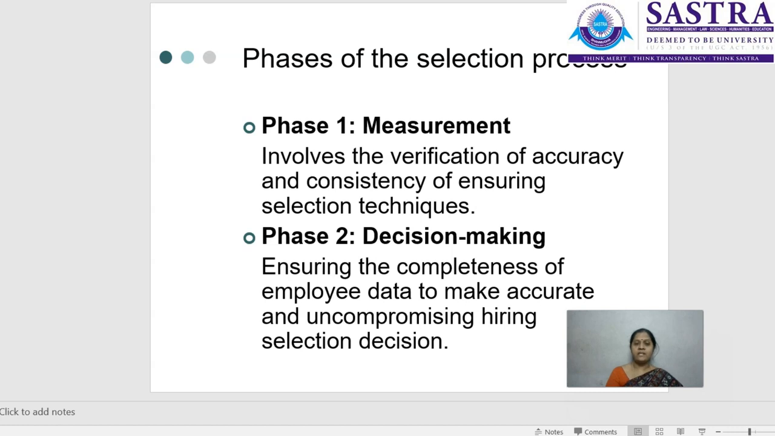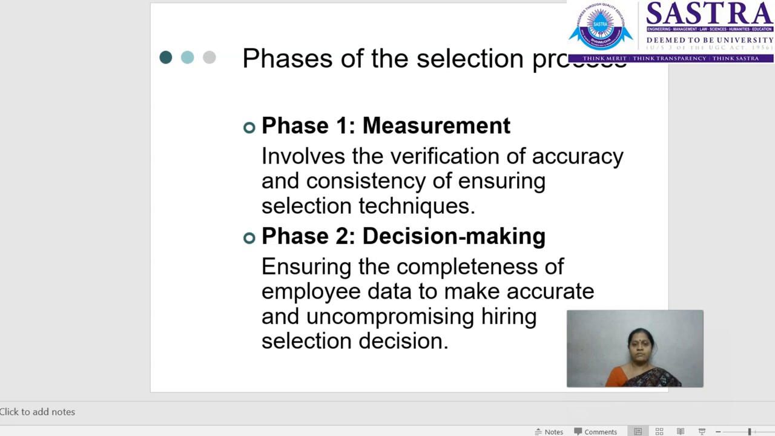The second phase is decision making. This phase ensures the completeness of the employee data to make accurate and uncompromising hiring selection decisions. What sort of selection decision has to be used by the organization? What is the level of information about the job applicants that we have in hand? All that information will be available in the second phase.